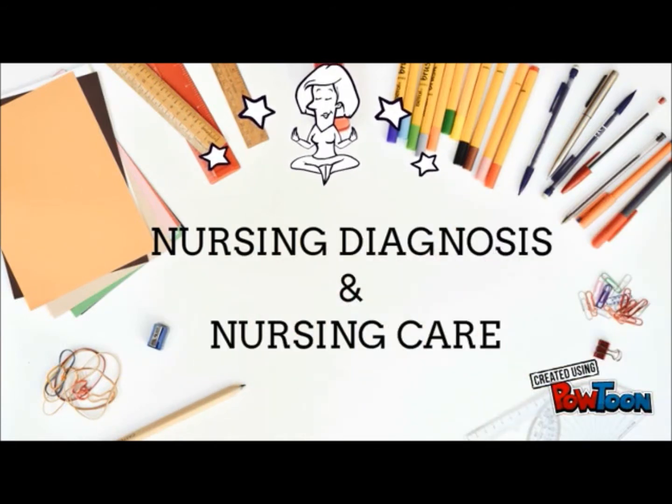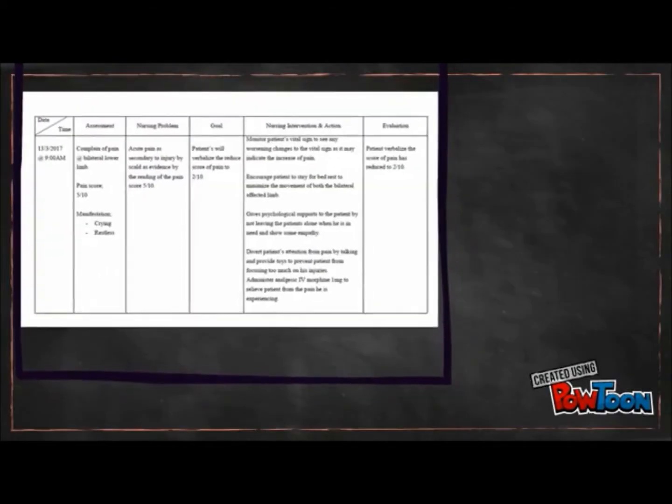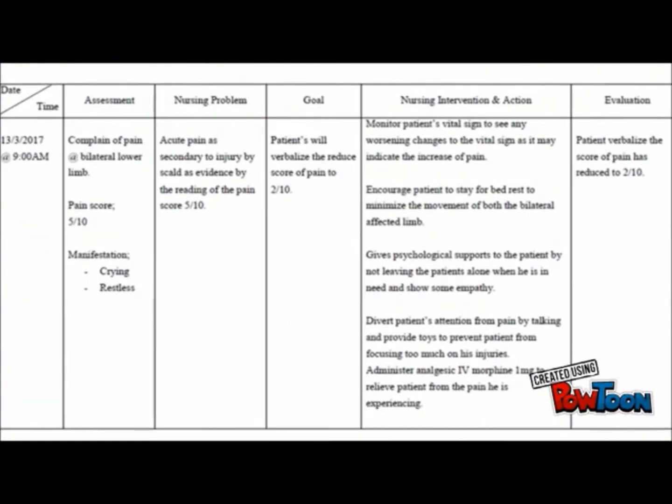On the 13th of March at 9 a.m., the patient complained of pain at bilateral lower limb with a pain score of 5/10, and he was crying and also restless. The nursing problem was acute pain secondary to injury to the scalp, as evidenced by the pain score of 5/10. The goal was that the patient will verbalize a reduced pain score of 2/10.